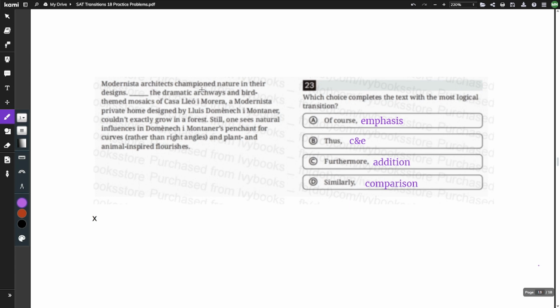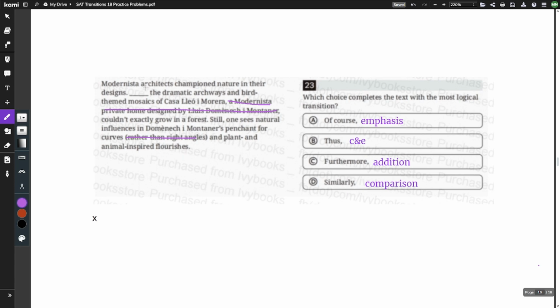Modernista architects champion nature in their designs. The dramatic archways and bird mosaics of this house, there's two commas, couldn't exactly grow in the forest. Still, one sees natural influences in this person's penchant for curves and plant and animal inspired flourishes.